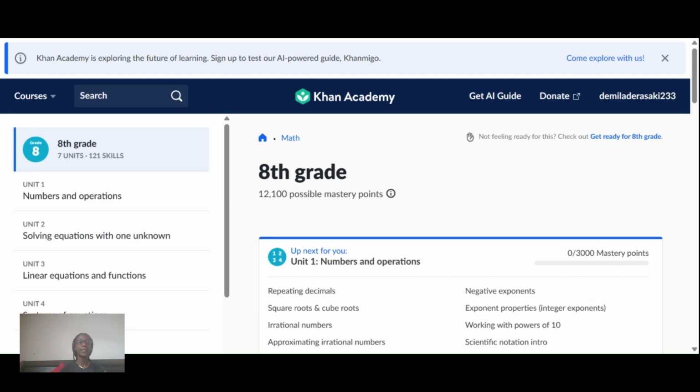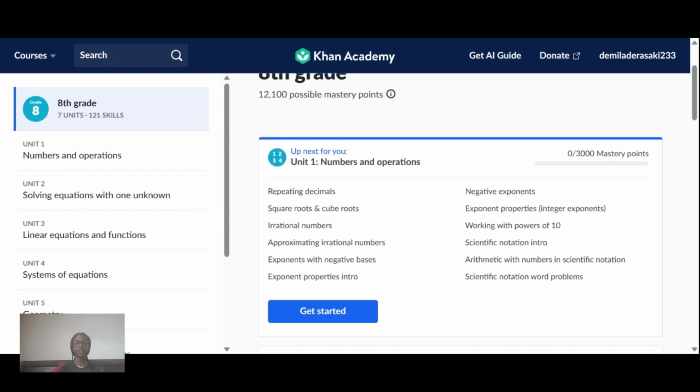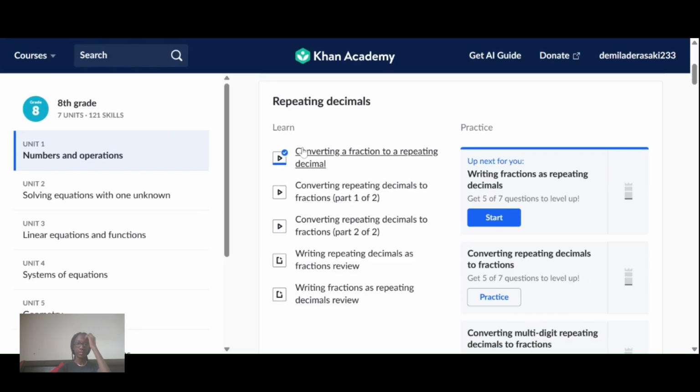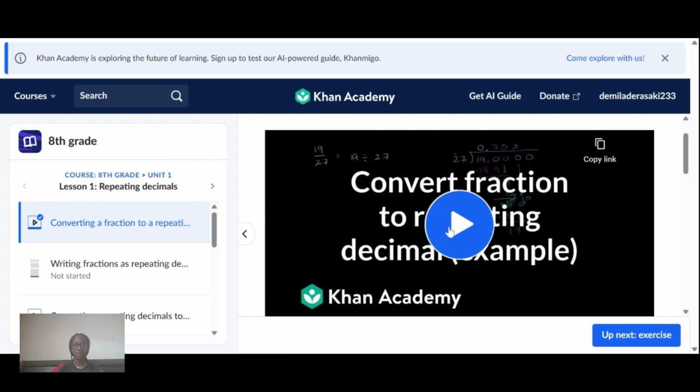So today we're going to be learning 8th grade Khan Academy math. So I know I'm going to be going to 7th grade, but I realized that when you're in 6th grade, you'll be learning something from 7th grade. And when you're in 7th grade, you'll be learning something for 8th grade. So now we're going to be doing numbers and operations. That's our first unit. So we're going to start with converting a fraction to a repeating decimal. That's something you need to learn.